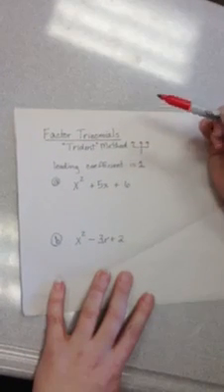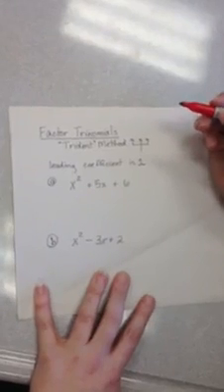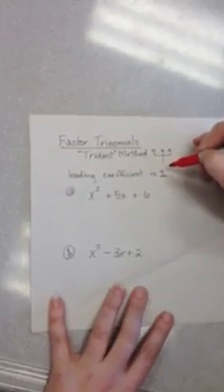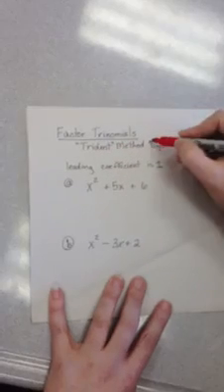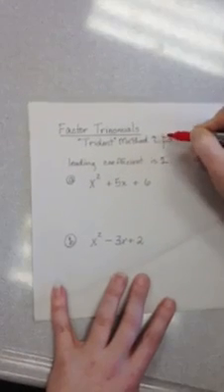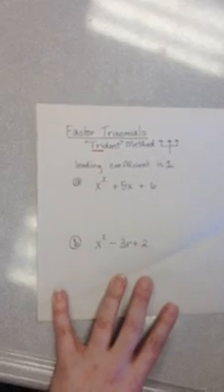Okay, we are going to factor trinomials. When we factor trinomials, the leading coefficient is 1. It makes it a little bit easier, but we call this the trident method because it kind of looks like a trident. And it also has 3 terms, tri.